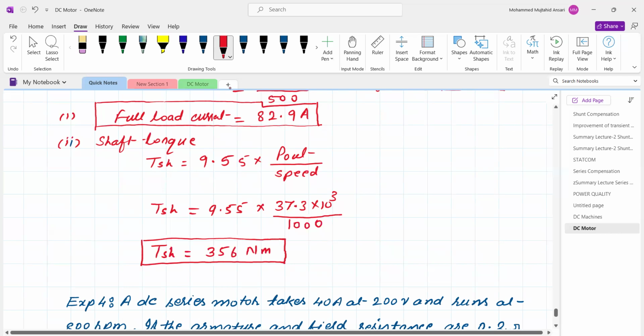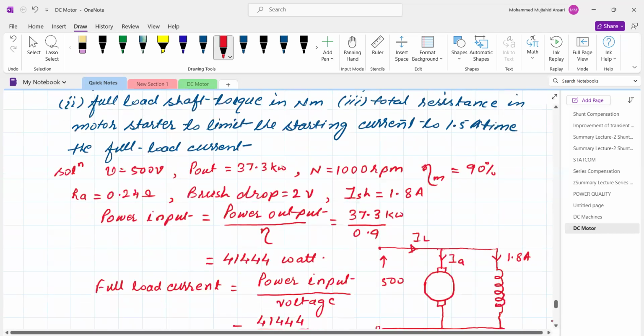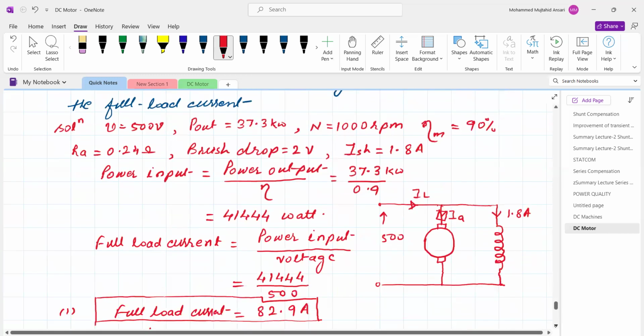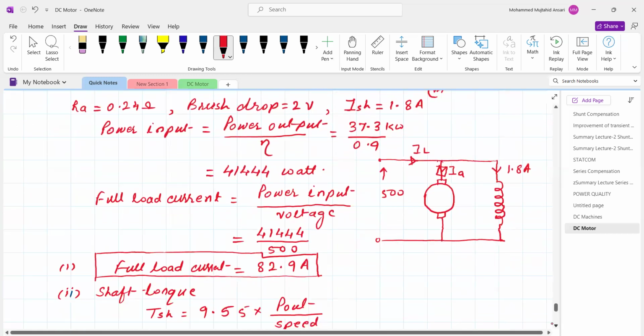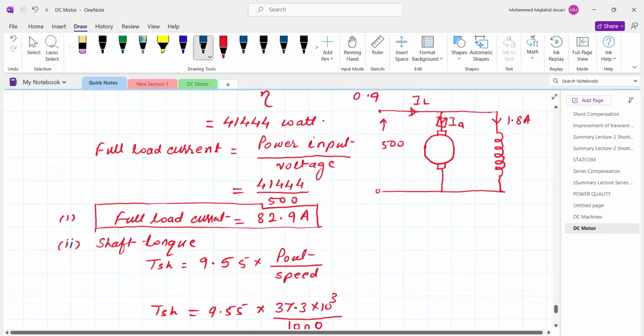Okay. Now third, we are going to find out the resistance to be inserted in the armature circuit. Means we have to find how much resistance to be inserted in this armature so that the starting current will not be more than 1.5 times the full load current.